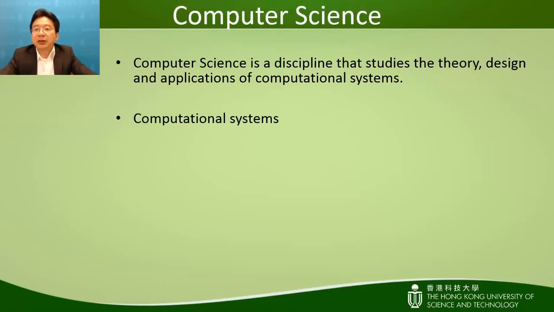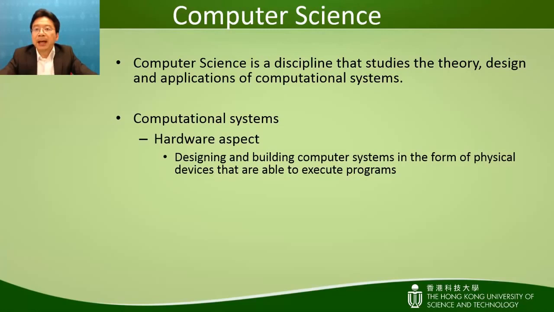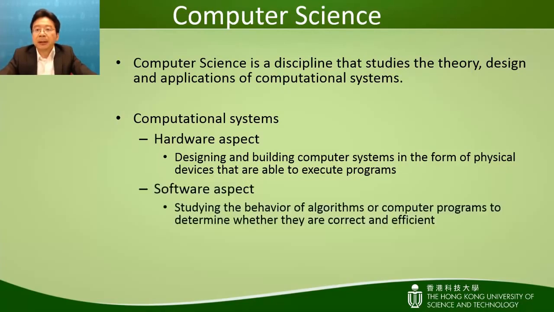When we study computational systems, there are three important aspects, namely hardware, software, and application aspects. The study of hardware examines the design and construction of computer systems in the form of physical devices for executing programs. The study of software examines the behavior of algorithms or computer programs to determine whether they are correct and efficient. The focus of this course is on the software aspects of computer systems.